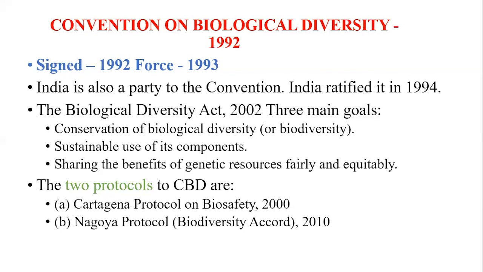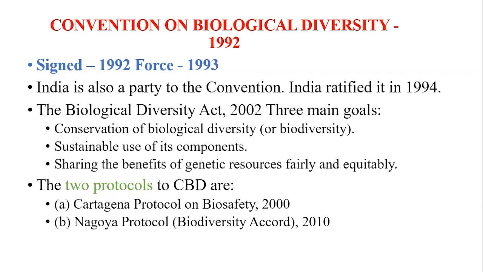This convention is with regard to biological diversity or biodiversity, the sustainable use of the components that we get from biological diversity, and the sharing of the benefits of the genetic resources. There are two important protocols to this convention: the Cartagena Protocol on Biosafety, which was signed in the year 2000, and the Nagoya Protocol, which was signed in the year 2010.